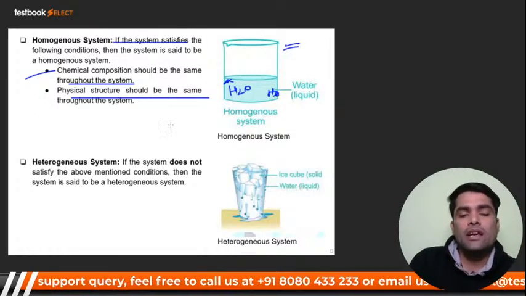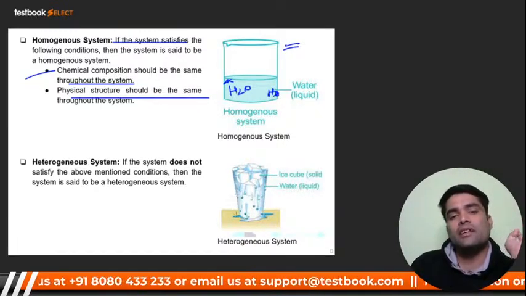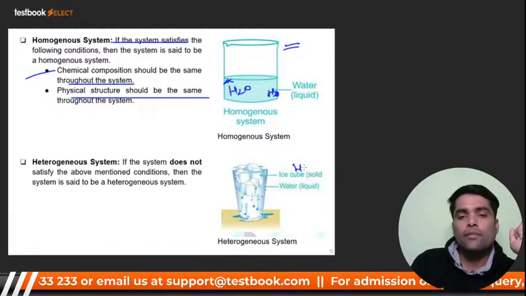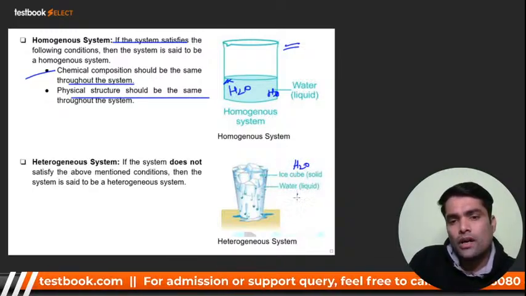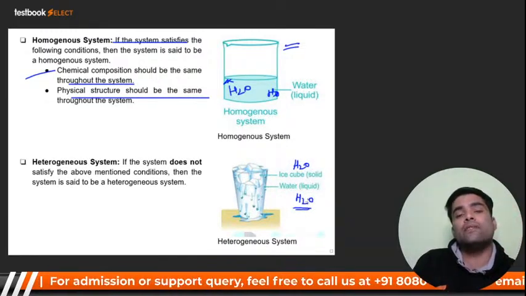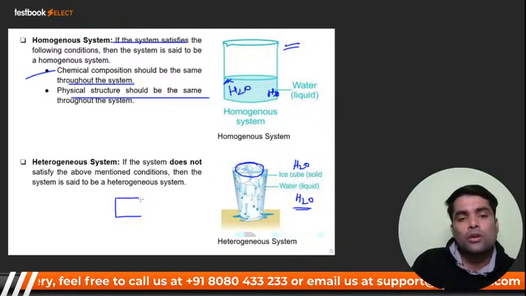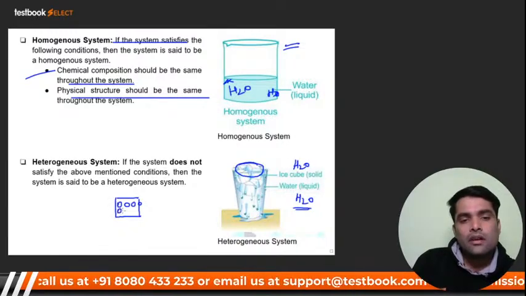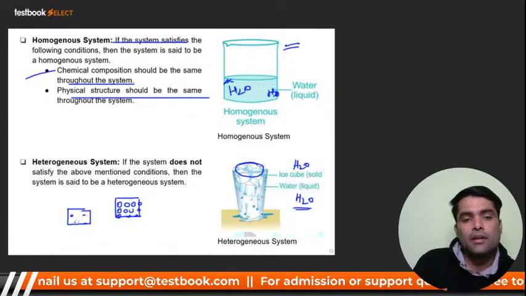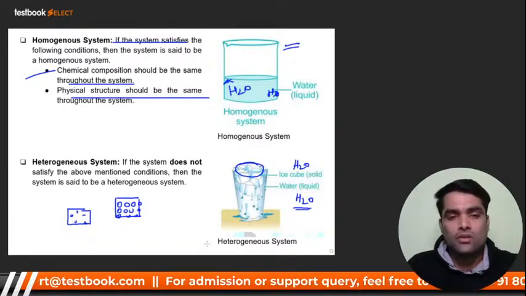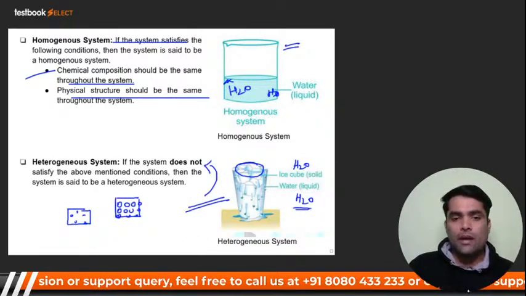But suppose I have taken a mixture of water and ice. What will happen? The chemical composition will remain the same, that is, it is H2O for both. The ice cube is H2O, and the water is also H2O, am I right? The only thing is that there is a change in physical structure. The ice cube structure is very well organized, but the liquid water structure is somewhat random. There is a randomness, a little more entropy. So that's why this will be a heterogeneous system. I hope it's clear to you. Now I'll go for the next.